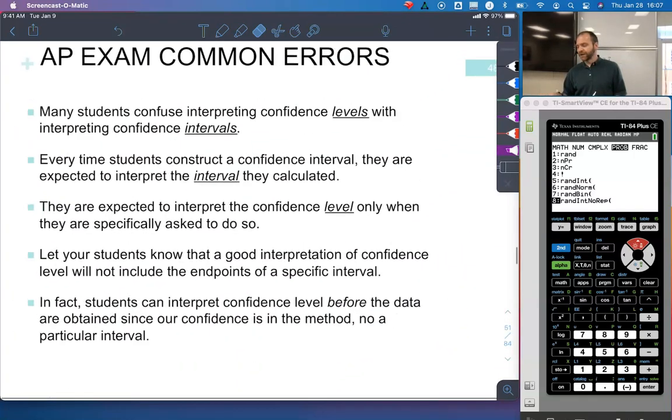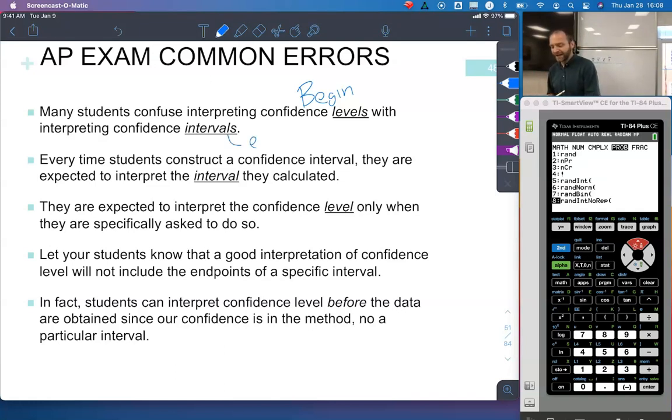Some common errors that occur. Most students confuse interpreting confidence levels with confidence intervals. So, again, confidence levels can be done at the beginning of the problem. If you were to do this many times, what's going to happen? Confidence intervals are done at the end of the problem, after you find the interval. Every time a student constructs a confidence interval, you have to interpret it. So you are always expected to interpret a confidence interval because you are constructing that every time. The only time you ever interpret a confidence level is when they ask you to.